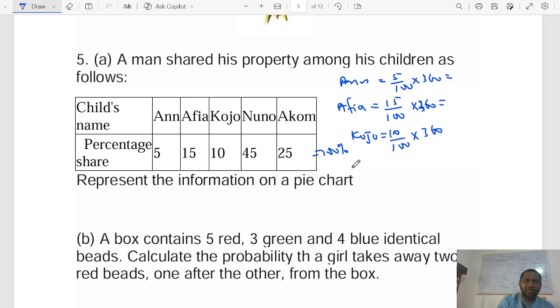Then for Nuno's share, this is going to be 45 over 100 times 360. Then for Akom's share, it's going to be 25 over 100 times 360. Okay, so let's do this.